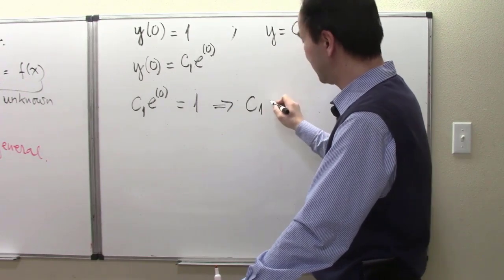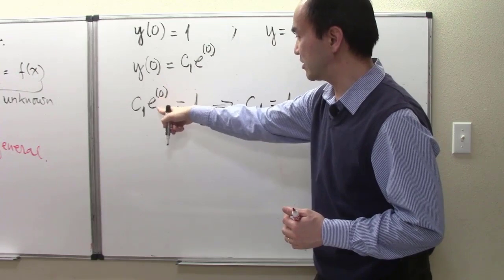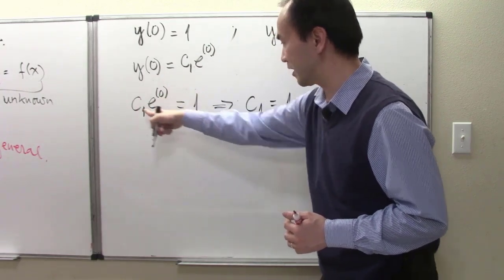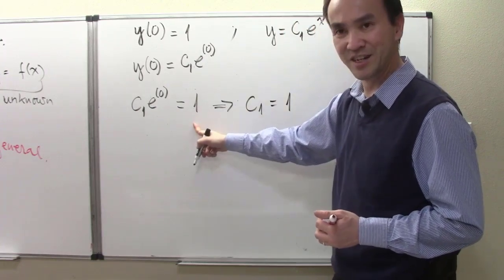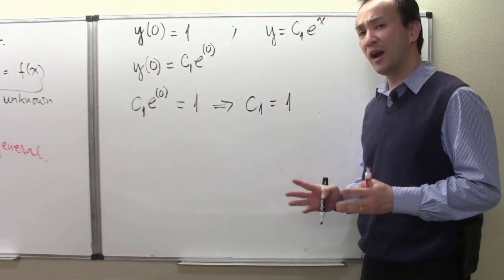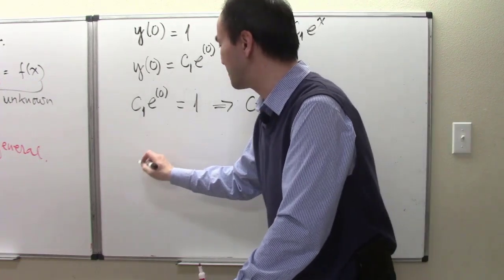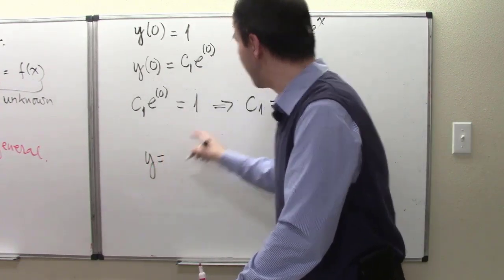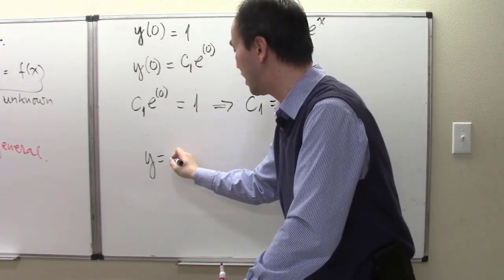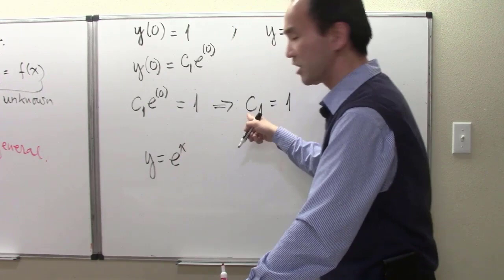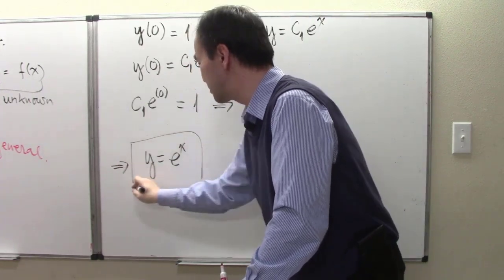c1 equals 1, because e to the 0 is a 1, so on the left-hand side we got c1 times 1. That's why I have just c1. That equals 1 as given. All right, so now c1 equals 1. We found a specific constant value. So now the general solution, y equals c1 times e to the x, is simply y equals e to the x because c1 equals 1. So we arrive at that specific value.